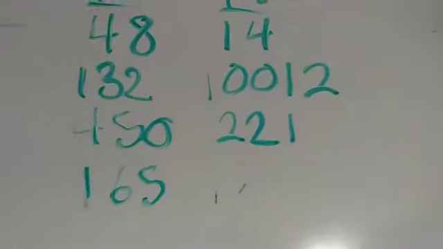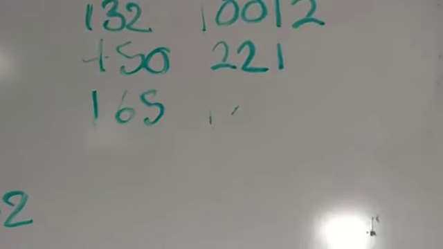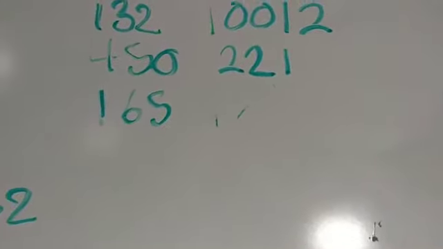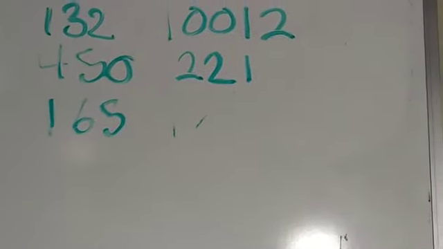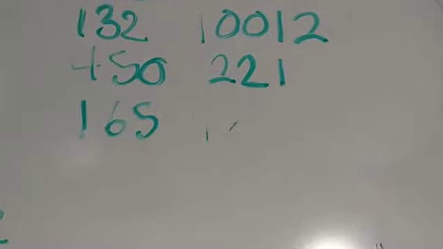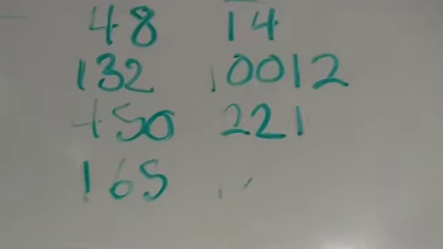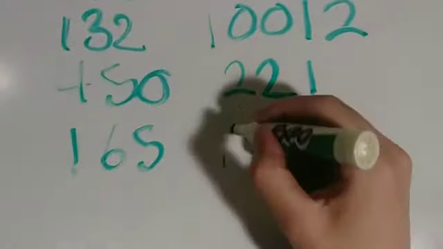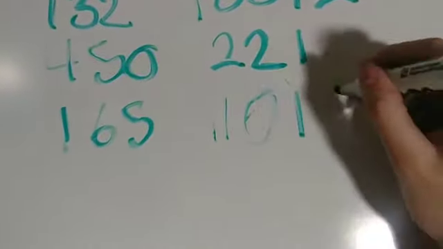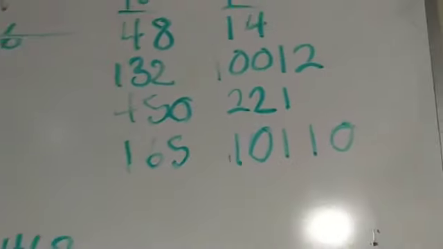That's right. All right, 165 is, what is that? It's 11 times 5 times 3. Yes. 11 times 5 times 3. So 11 times 5 times 3. 1 0 1 1 0.